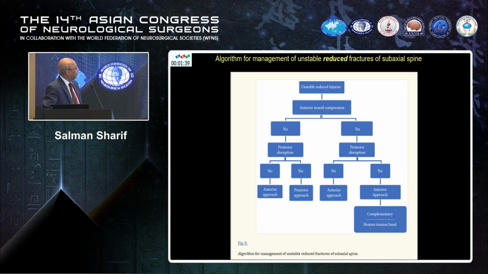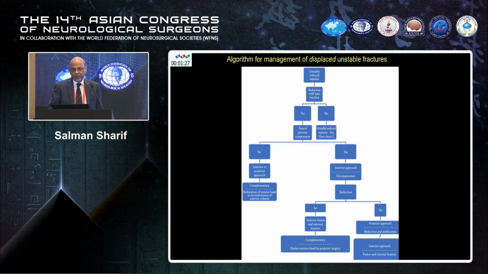This is the algorithm that we use. Unstable reduced fractures: anterior neural compression, no. Then we go to posterior disruption, no. Then a posterior approach. Otherwise, they are going to have the anterior approach. The algorithm for management of displaced unstable fractures, I'm not going to go into that.